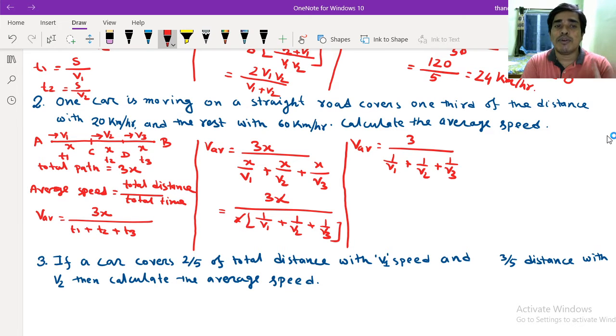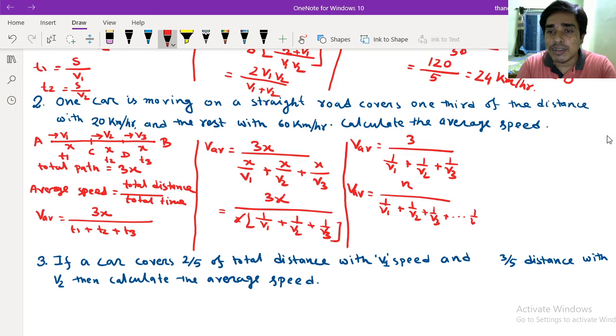This is the formula. Here you see a 3 division. If there is an n division of the path, then V average will be n divided by 1 by v1 plus 1 by v2 plus 1 by v3 plus ... 1 by vn for the n division. This is the generalized formula.